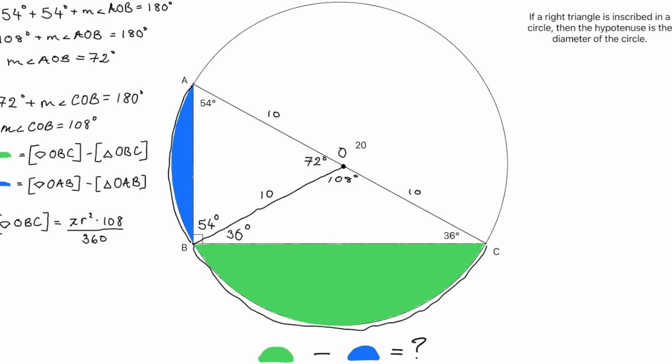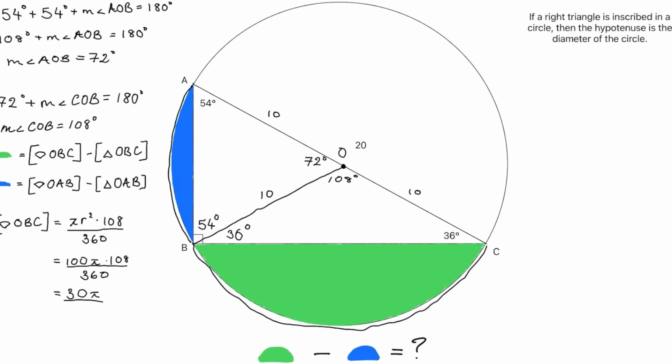Now we know that the radius is 10, so if we substitute that in, pi r squared is pi times 10 squared, which is 100 pi, times 108 over 360, which simplifies to 30 pi. All right.